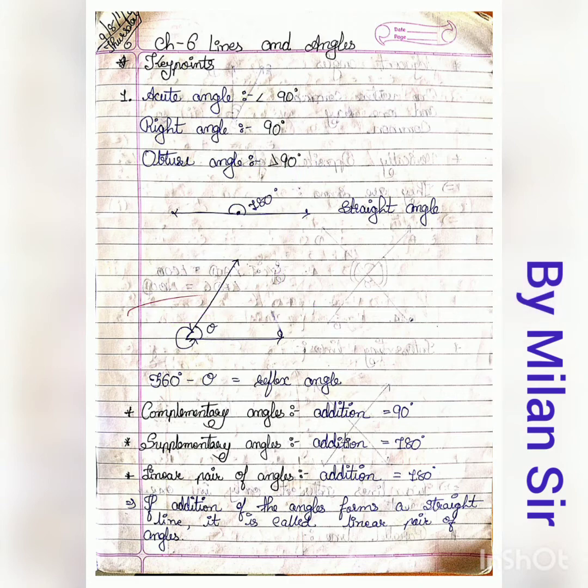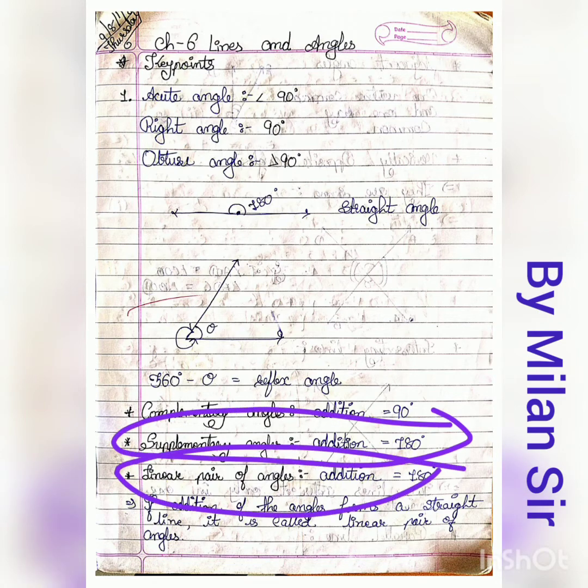So here in supplementary angles the addition is 180 degrees, and in a linear pair of angles it is also 180 degrees, but here these two angles form one straight line. That's why it is called a linear pair of angles.